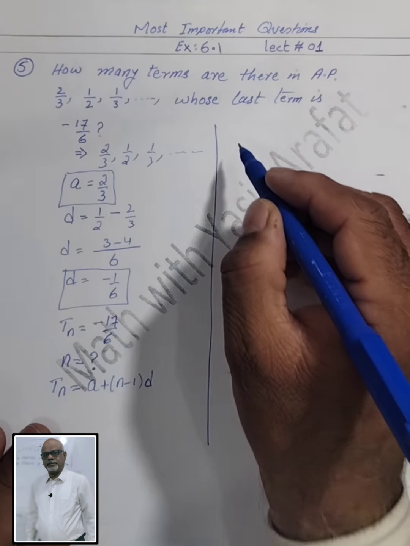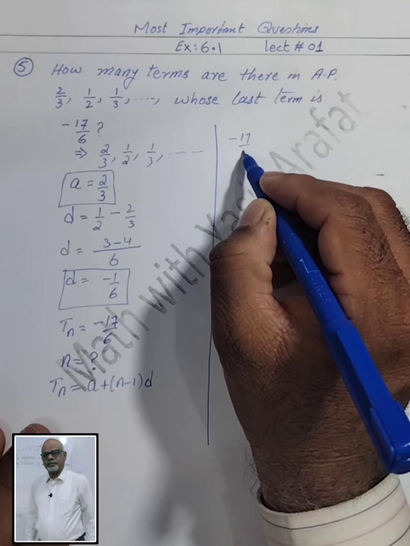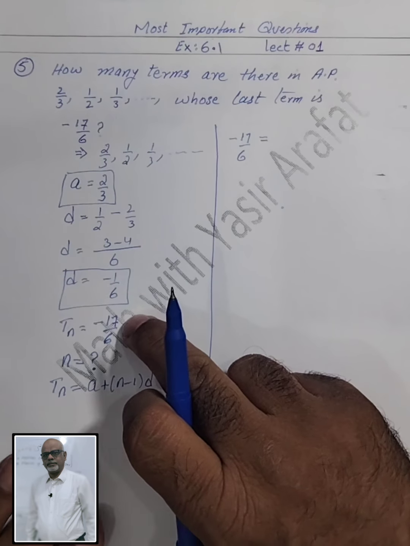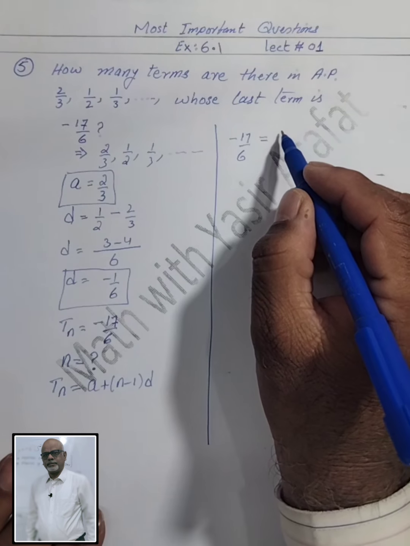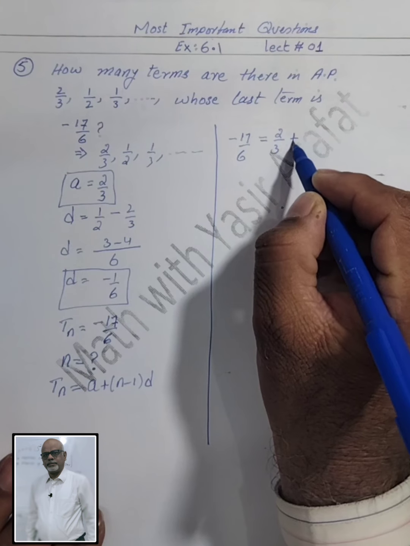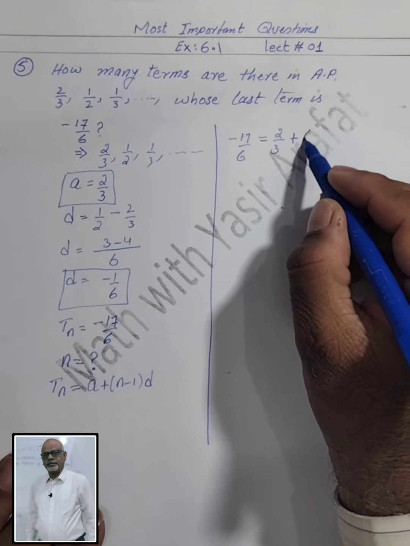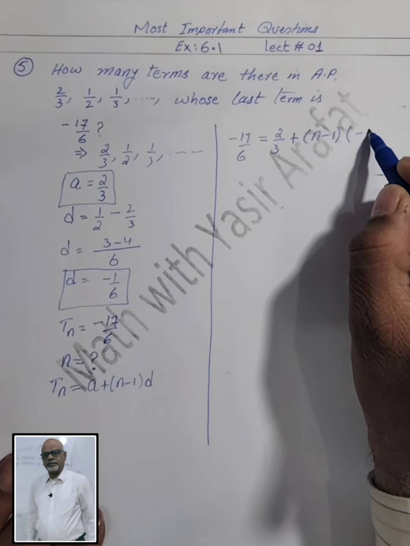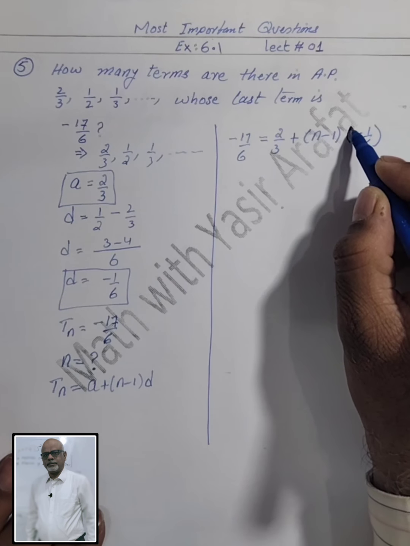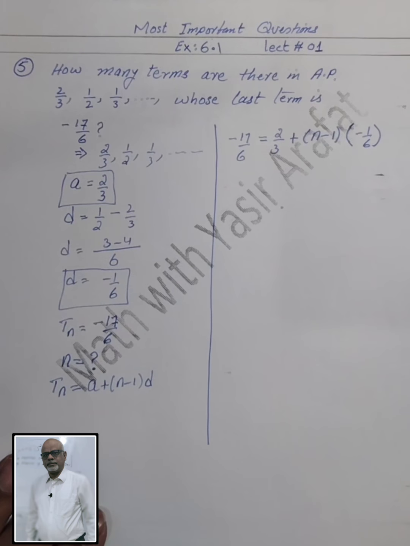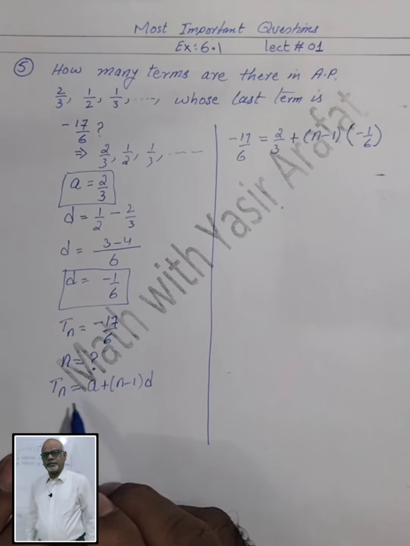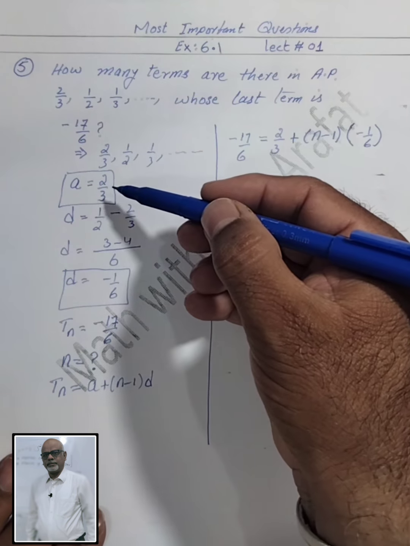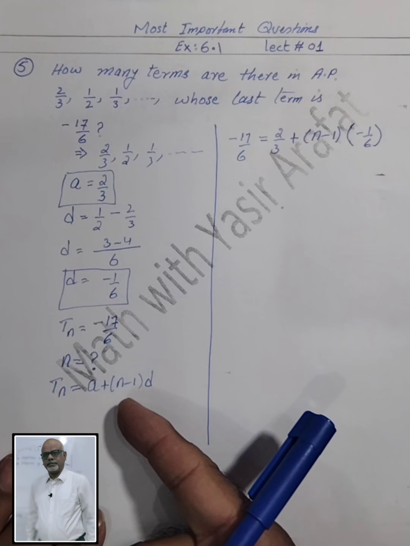Tn, that means minus 17 over 6. What is Tn? Tn, it is minus 17 over 6. A means 2 over 3 plus n, and it is required. And the difference is minus 1 over 6. This is Tn is equals to A plus n minus 1 into D. So just we have to put their values which are given here, A, D and Tn. We will find out n.